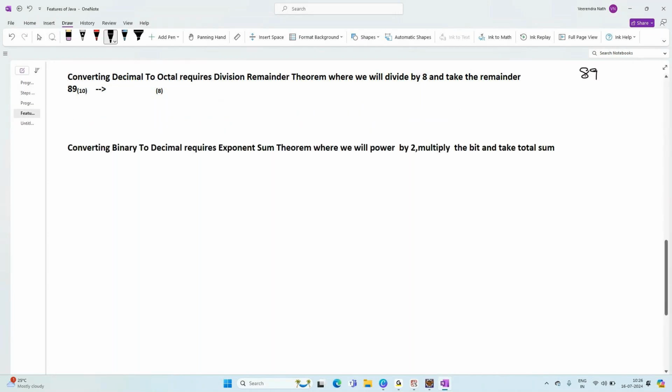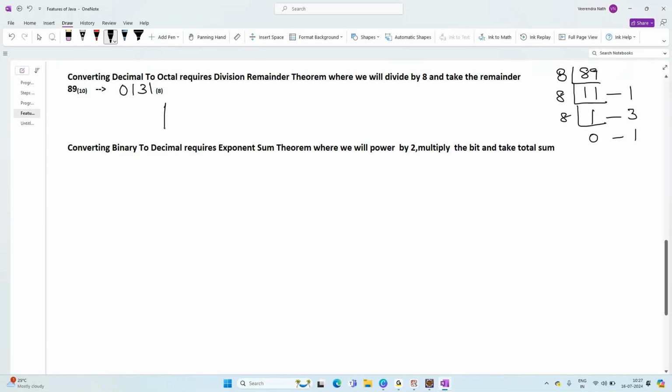Now the same 89, what we are doing? We are dividing by 8. 8 11s are 88. Yes or no? What is the remainder? 1. Okay. Next, 8 ones are 8. So what is the remainder? 3. Okay. Then 1, what is the remainder? 1. Yes. Now how can I write this number? 1 3 1. Is that clear? Yes or no?